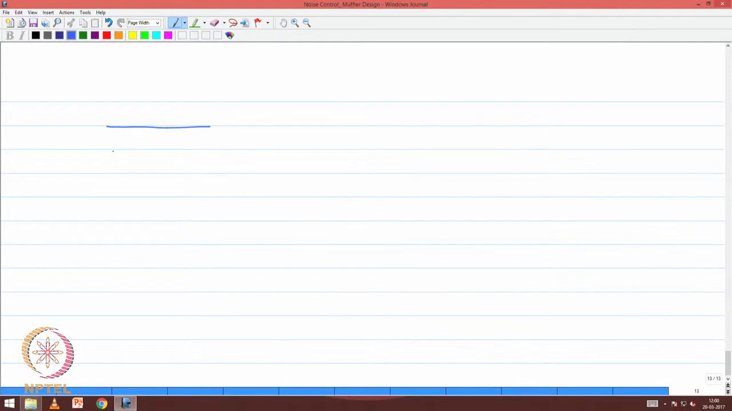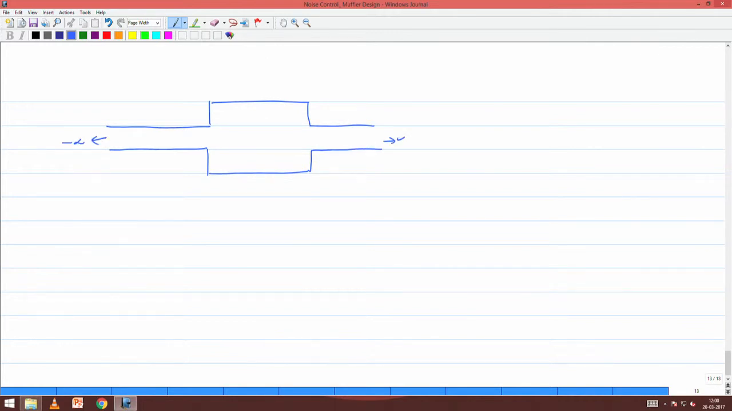Okay, in the last class we looked at a simple expansion chamber muffler of this kind, with an inlet duct and an outlet duct which is going to infinity in both directions. The expansion chamber had an area of cross section S2, whereas the inlet and the outlet had an area which is S1, and we said that S2 by S1 is equal to n, which is greater than 1.